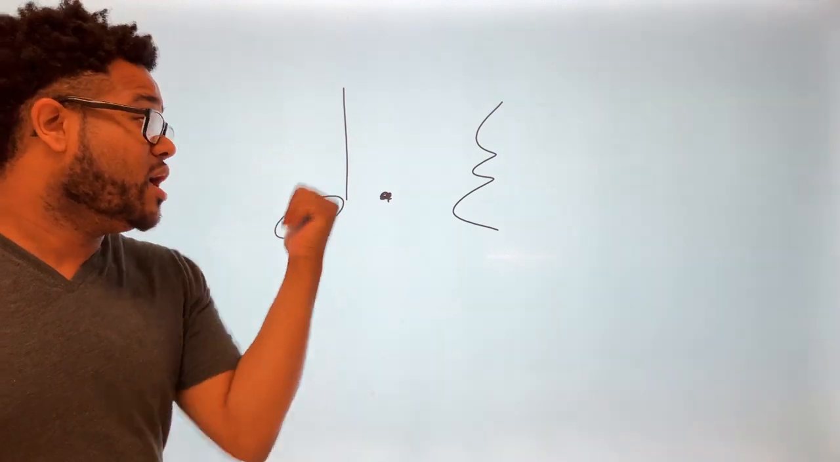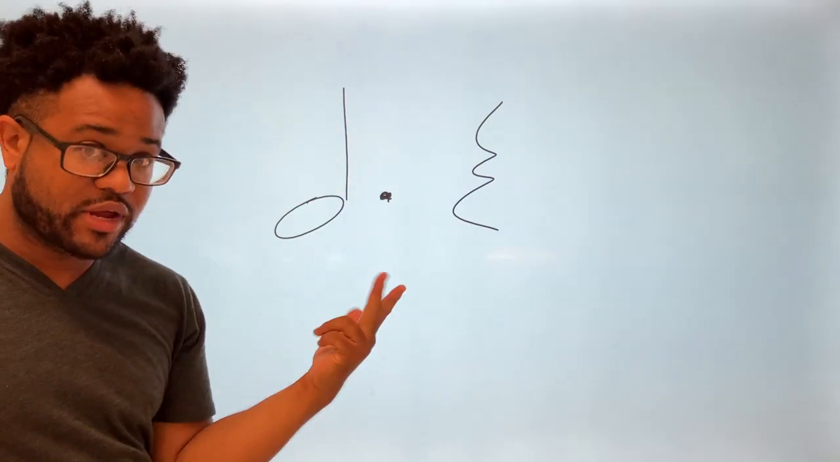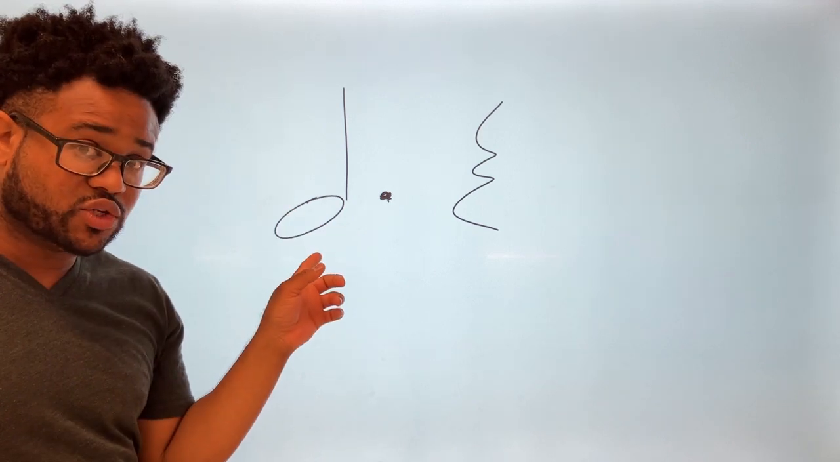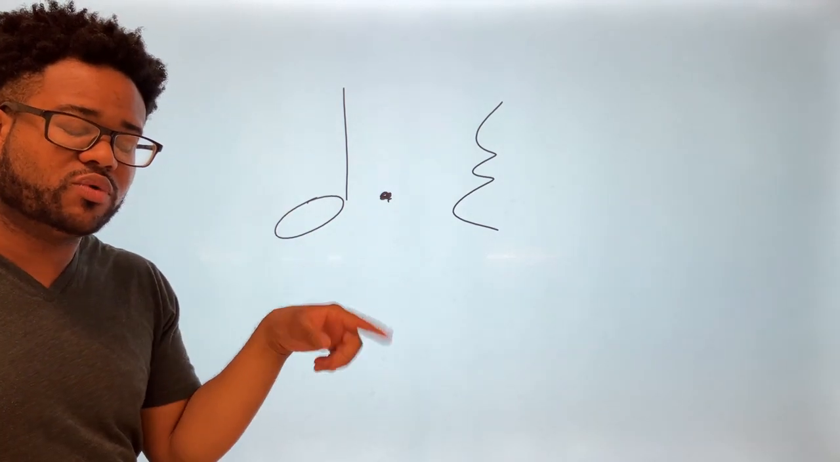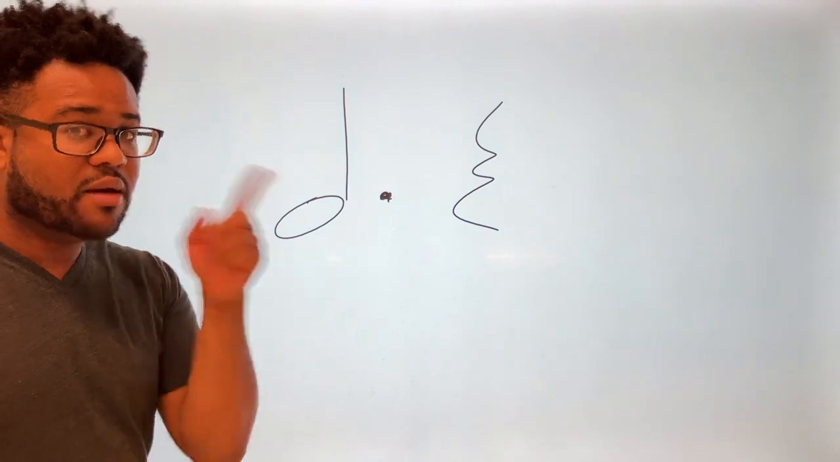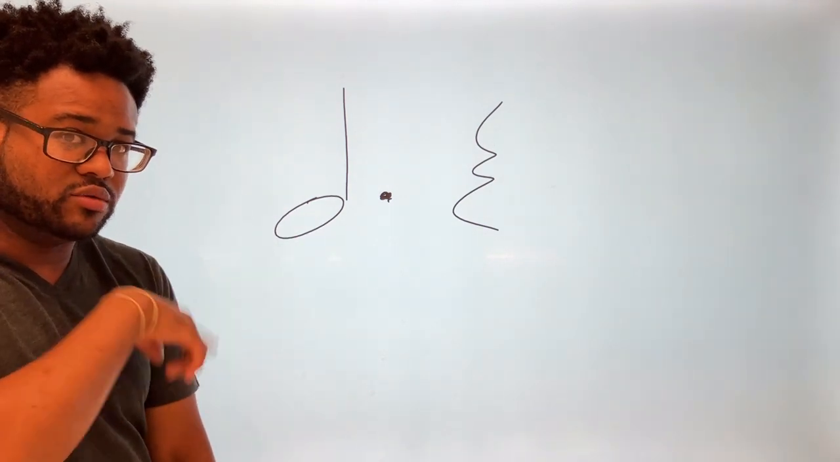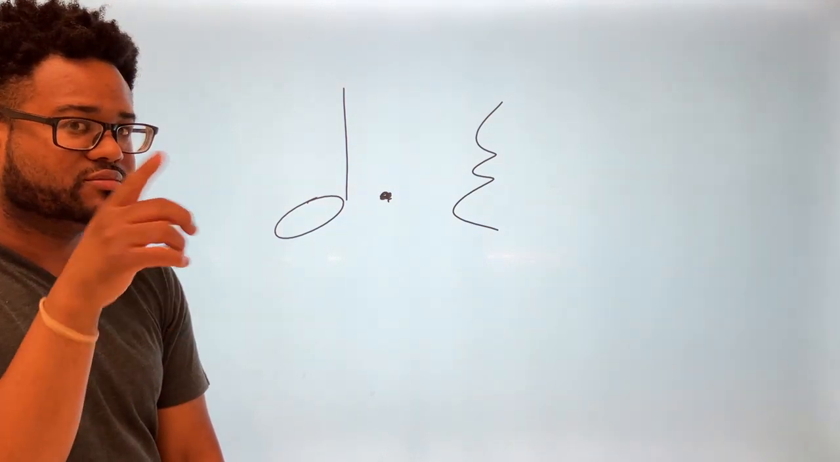You see, I held out the dotted half note for 3 beats because it gets 3 beats. It usually gets 2, and the dot adds half of 2, which is 1. 2 plus 1 is 3. This equals 3. Memorize that, please. Dotted half note, 3 beats.